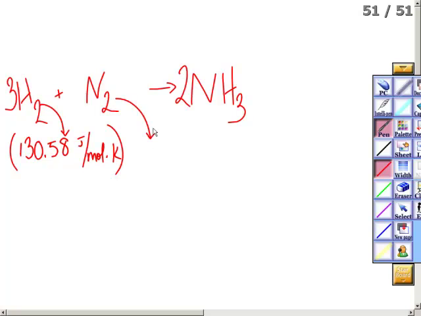Next, let's find nitrogen. Nitrogen's on the same page, but on the right side. Notice for nitrogen, N2 gas, you have 0 for delta H, 0 for delta G, but you do have a value for your S, 191.50 joules per mole K.